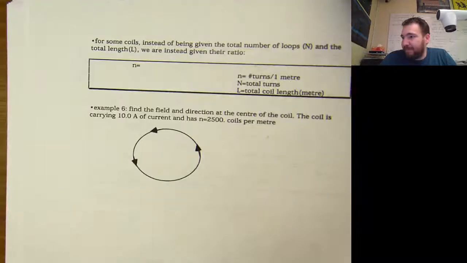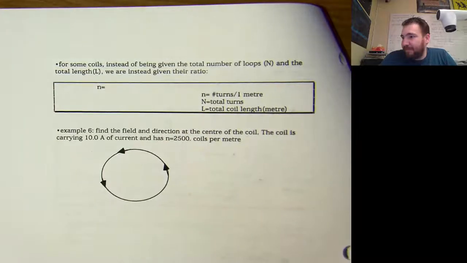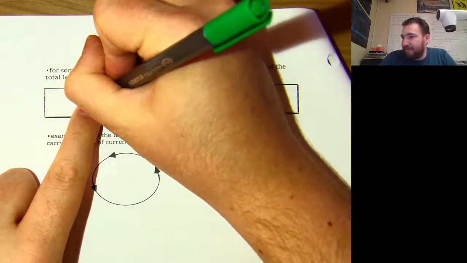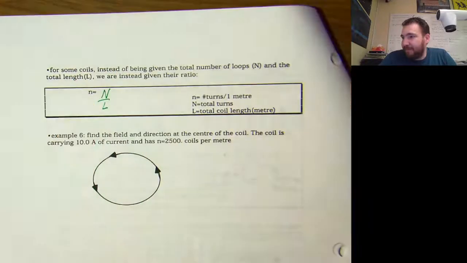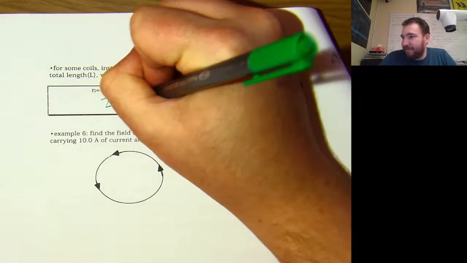Okay, flip the page. There is an alternative formulation for the same thing we just looked at. For some coils, instead of being given the number of loops and the total length, they give you the ratio. The ratio is little n. Little n is equal to big N over L, which is loops per meter.